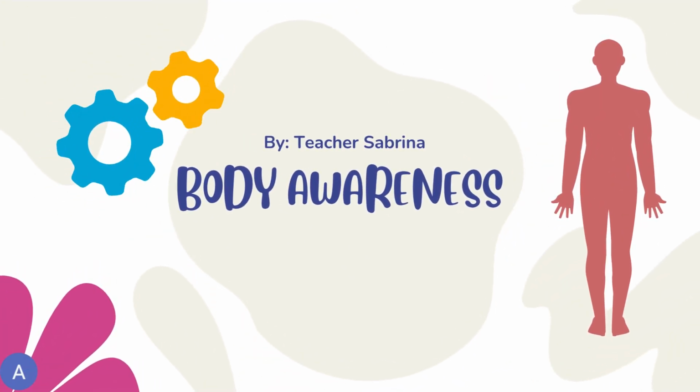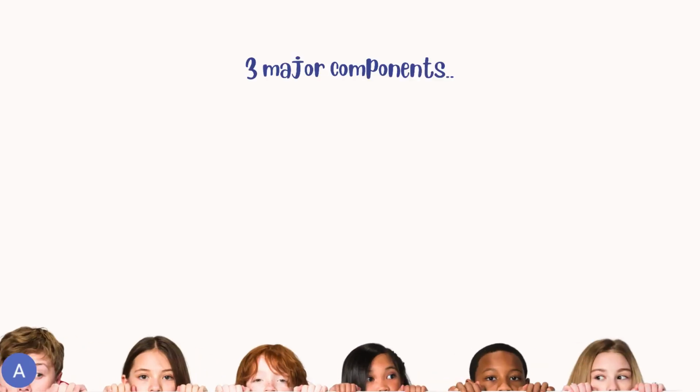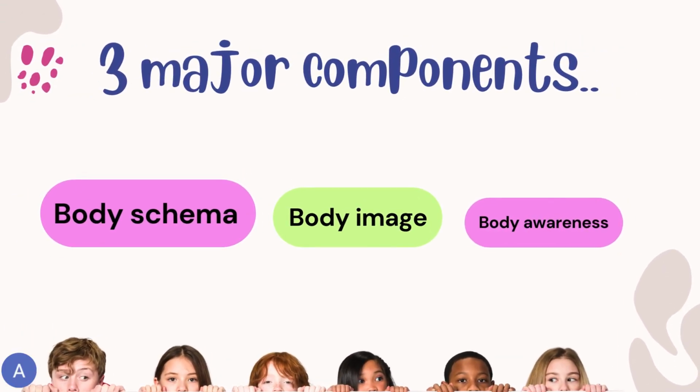Another day, another topic. Let me introduce you to a topic called body awareness and motor control. There are three major components for body awareness and motor control: the first one is body schema, the second one is body image, and the last one is body awareness. I will explain all these components in further detail through the next slides.